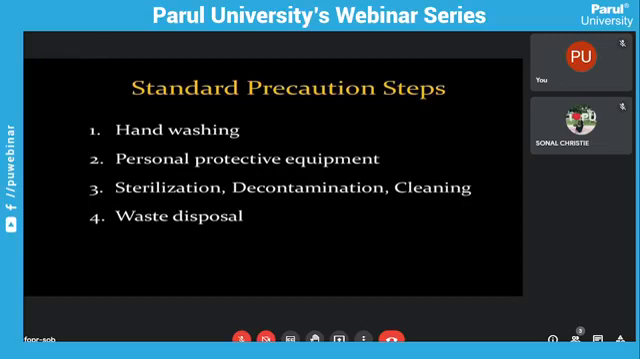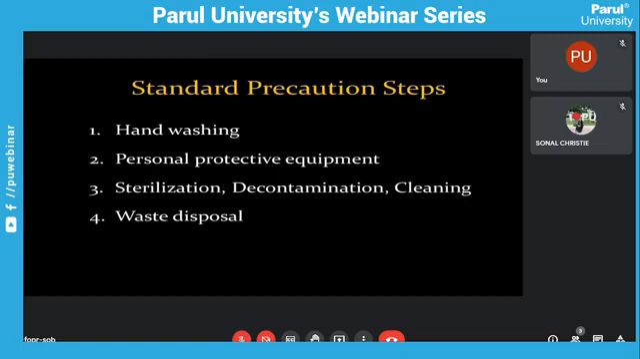In the standard precautions, there are 4 steps. First is hand washing. Second is personal protective equipment. Third is sterilization, decontamination and cleaning. Fourth is waste disposal.